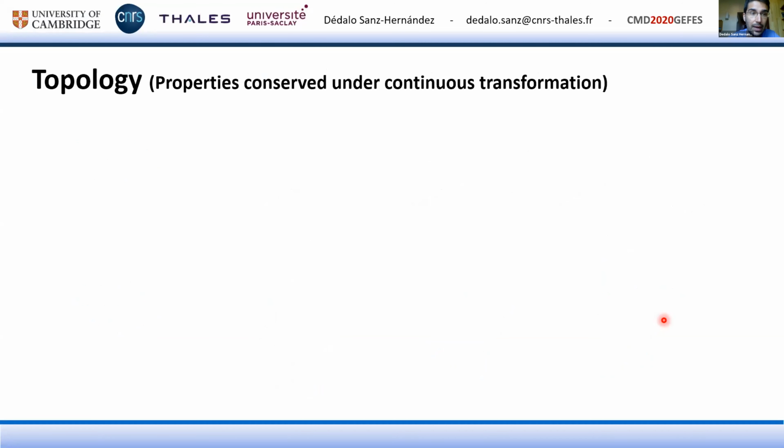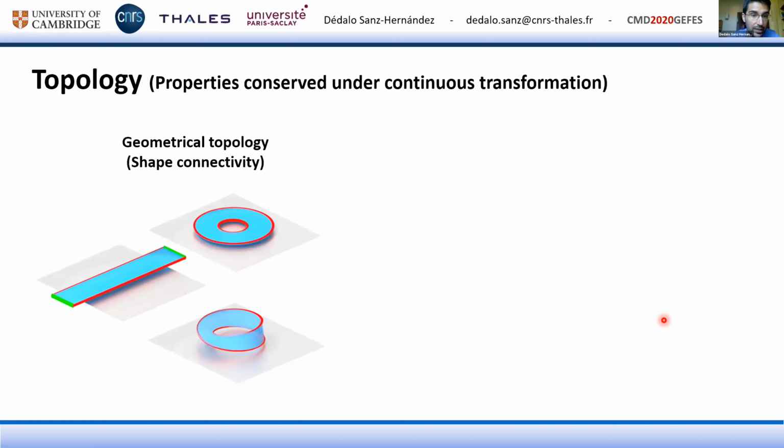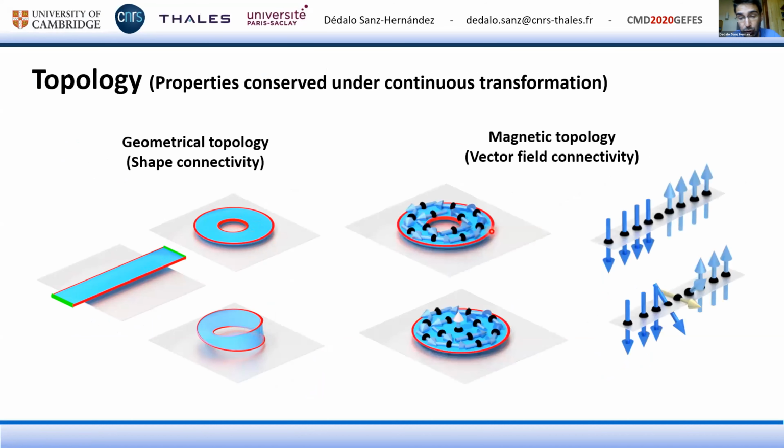Well, topology are these properties that are conserved under a continuous transformation. And we can have a topology correlated to the geometry, which is the connectivity of the shape. This is a very standard example in which we have a strip and we can connect it into a disk, or we can add a twist and form a Mobius strip, and they cannot be transformed one into another without cutting the strip.